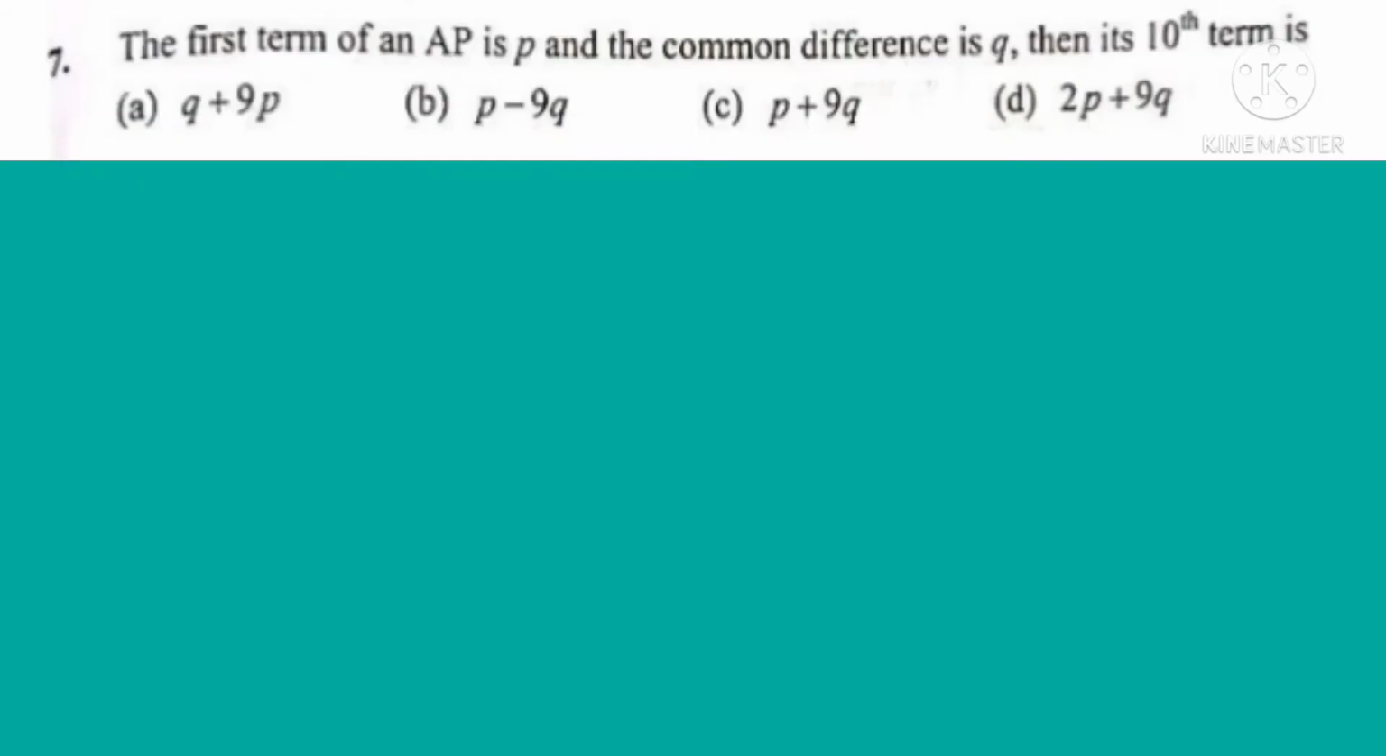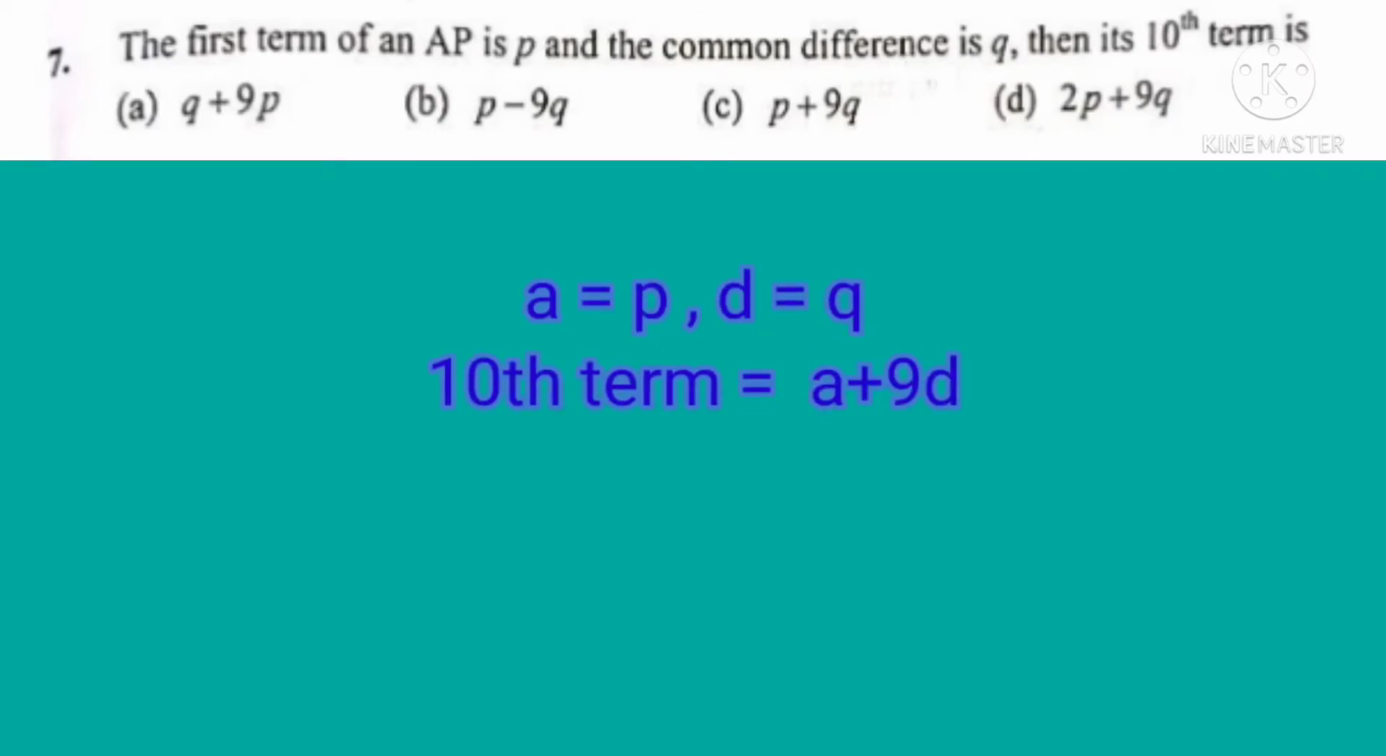So let's move to question number 7. Question number 7 is, the first term of an AP is P and the common difference is Q. Then find its 10th term. We know that a is equal to P. a is the first term, and d, the common difference, is Q. So the 10th term is a plus 9d. So a is P and d is Q. So P plus 9Q is the 10th term. So C is the right answer.